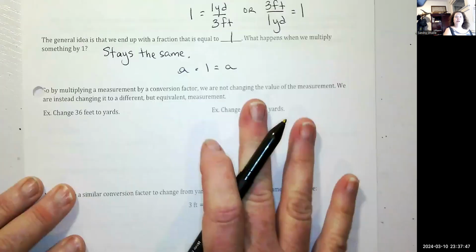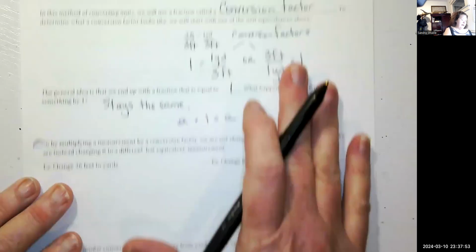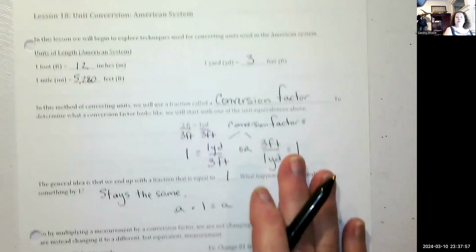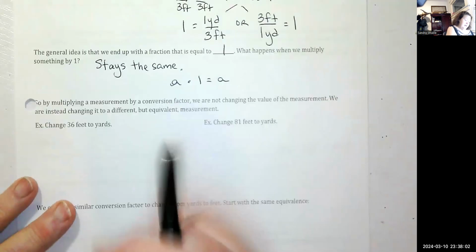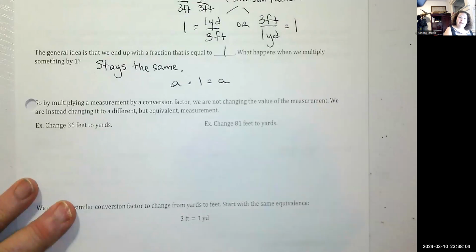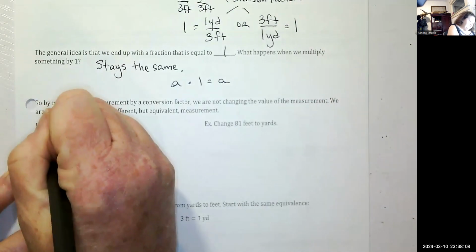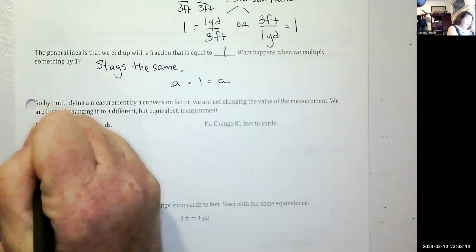Okay. So we're going to change 36 feet to yards. Before I do that, I need to see what my conversion from feet to yards is. Well, I already know it's 3 feet is 1 yard. So I'm going to use my conversion factor. What I do here is I start with what they give me. They're giving me 36 feet. That is a whole number, so therefore it is over 1.